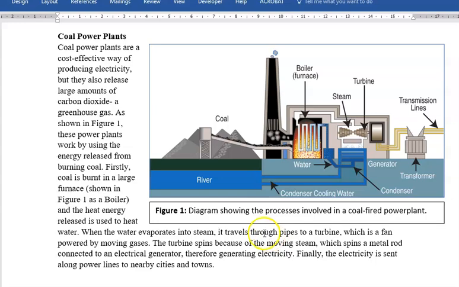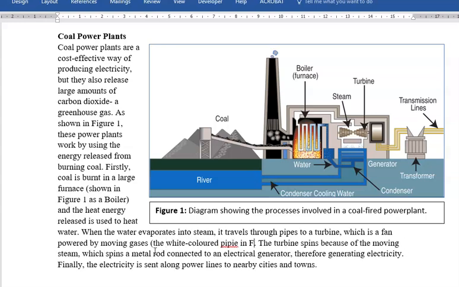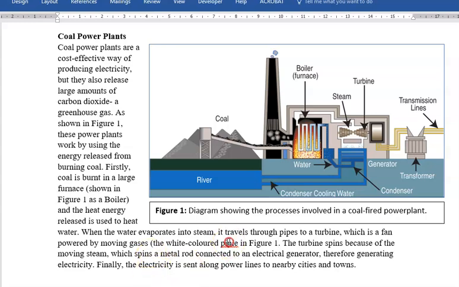Okay, when the water evaporates into steam, it travels through pipes to a turbine. So in our picture, that's this part here. We've got the water heating up, and then it travels up the top here down to the turbine. So we could call that the white pipe at the top of the diagram. As shown, or the white coloured pipe in figure 1. So we're talking about specific parts of the diagram so that people know exactly where that is.